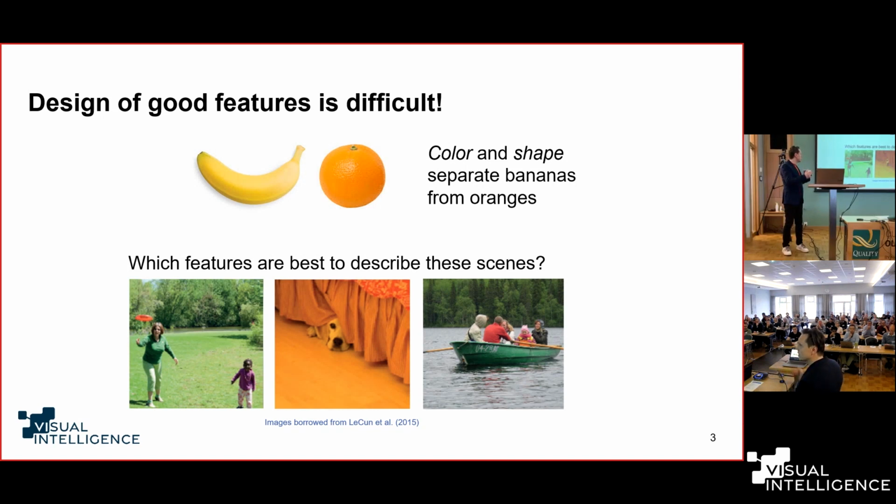The other 2 are complex scenes. Let's say the first one, you're in a park, so you look for green. But then the boat there is green. Is that a park? So how can you tell? So this is hard. And that was the thing. Until 10 years ago, this is what we tried to do, figure out good descriptors to describe these things.